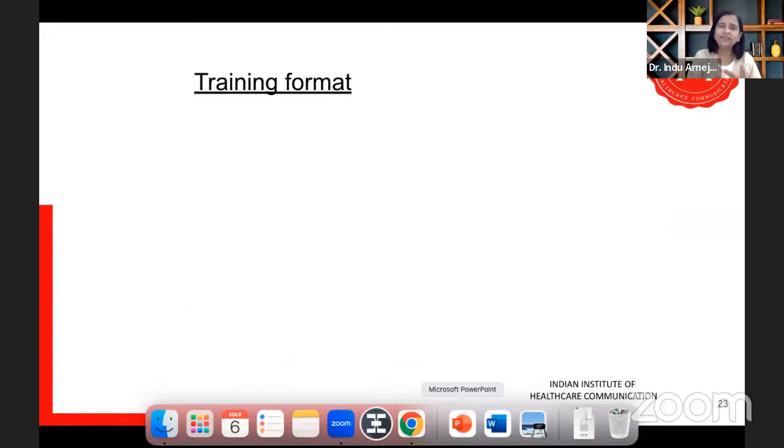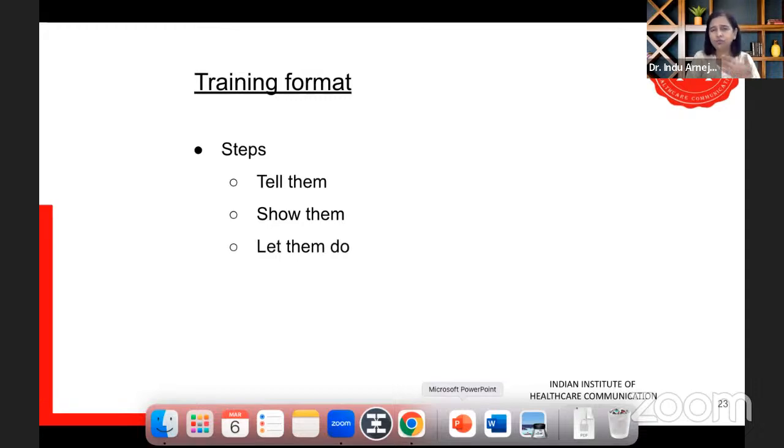At the same time, one sequence I always say, especially you will see when we do role plays after session 4: tell them what needs to be done, show them by giving them a demo, and then let them do it. That's another good way if you want them to learn something. First, they need to be told what needs to be done. Then it's good if you show them how that can be done, and then let them do.